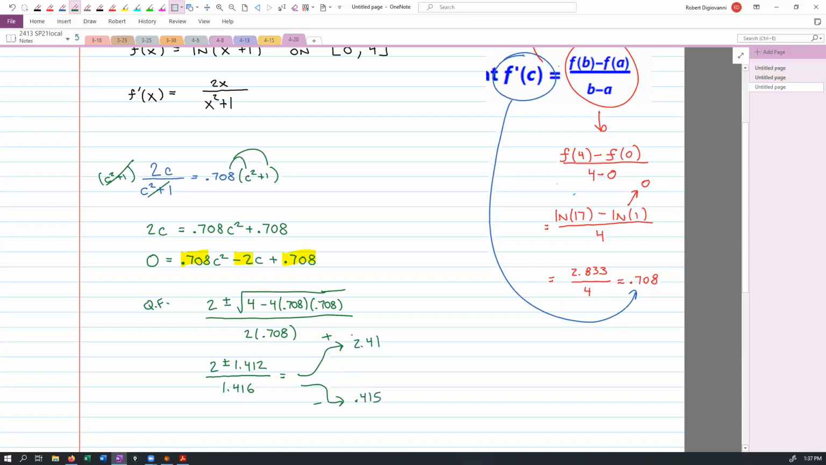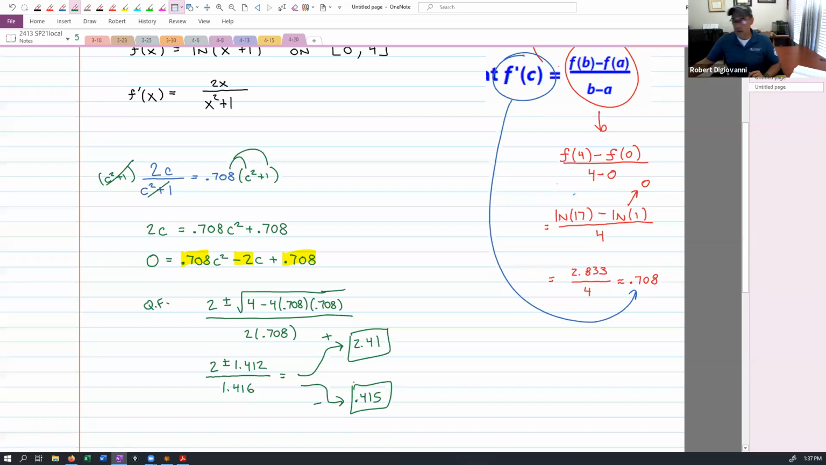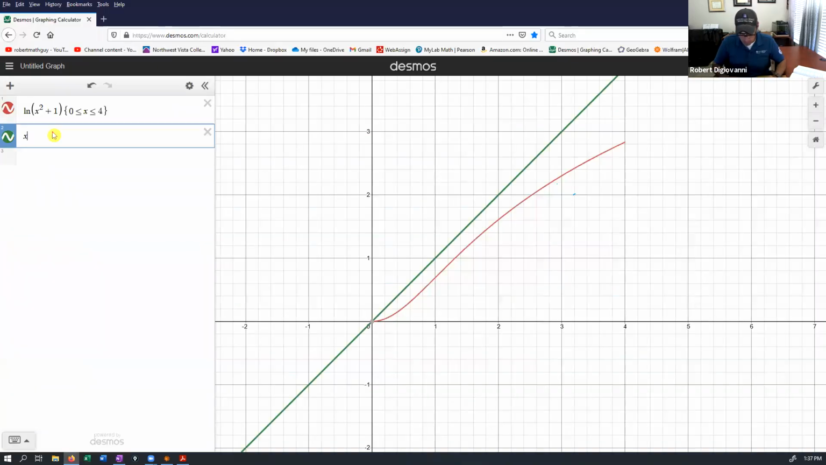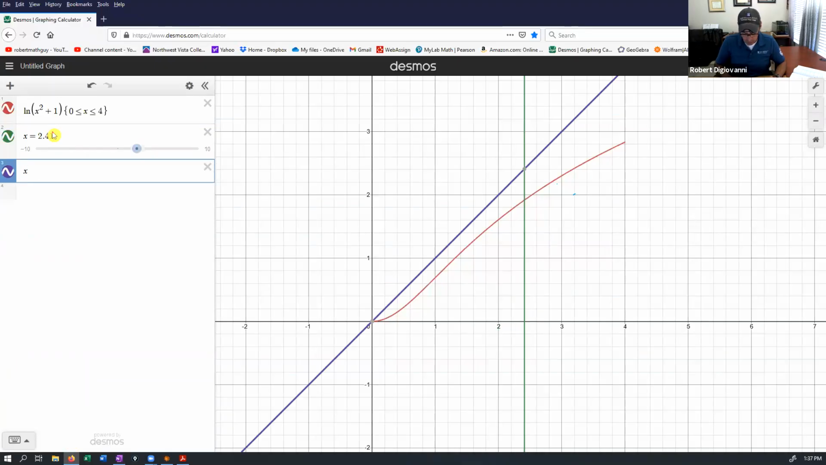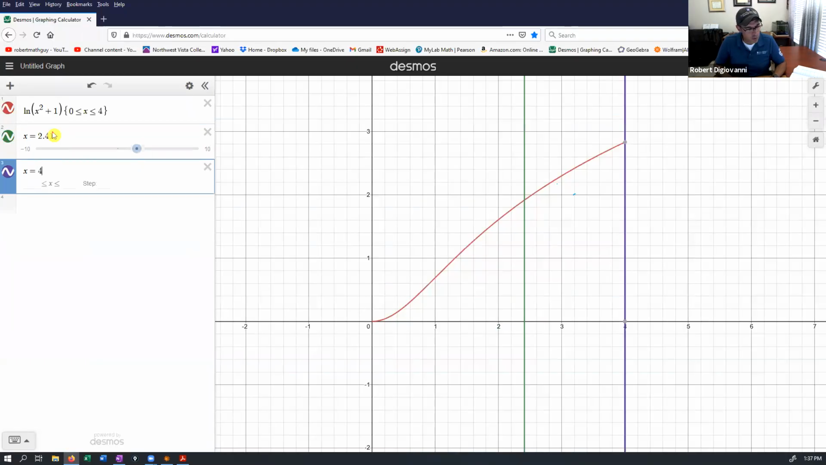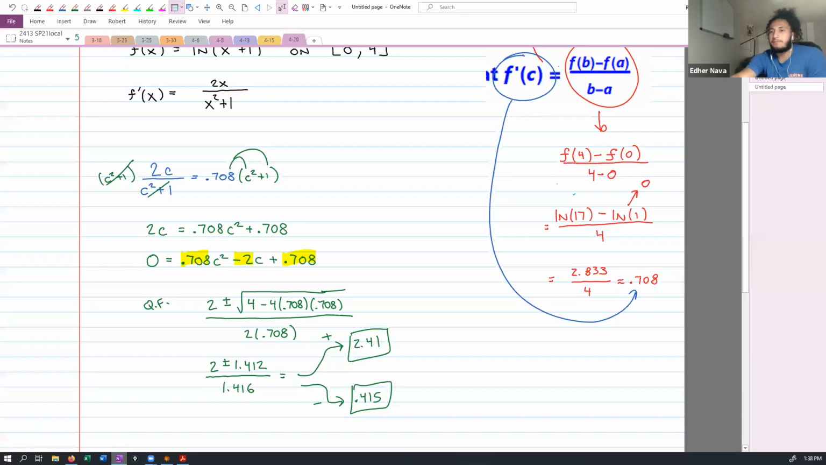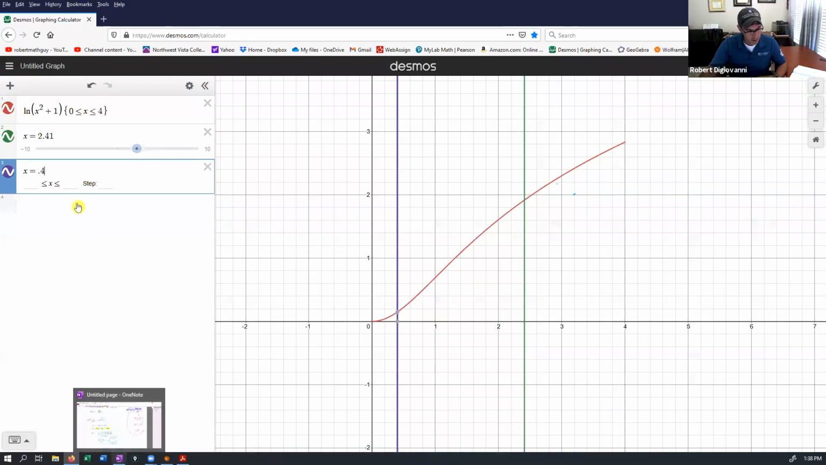All right, so I got two answers. And both of them live inside of the interval 0 to 4, don't they? They both live there. I'm going to go check with the picture. 2.41 and 0.415. 2.41, and then the other one was 0.415. Did I mess this up? No, 0.415.